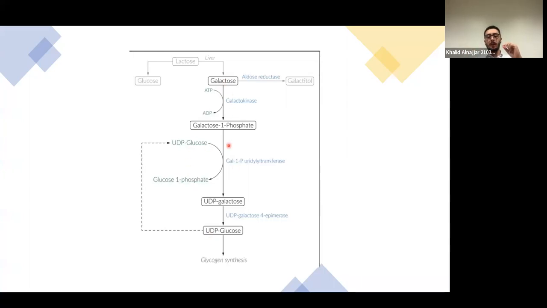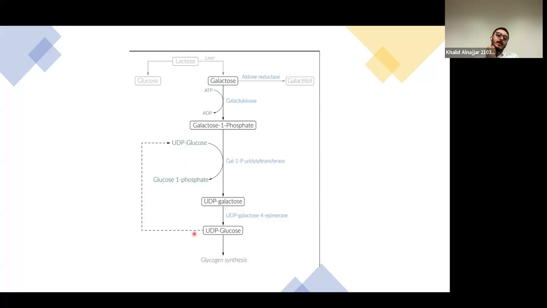Galactose is converted to galactose 1-phosphate through the enzyme galactokinase. So galactokinase will add a phosphate from ATP to galactose to form galactose 1-phosphate, and the remaining is ADP. This is easy. This is a similar step to fructose. Now galactose 1-phosphate will be converted to UDP galactose through the enzyme galactose-1-phosphate uridyltransferase. You don't need to read this, just memorize the shortcut of it. And you will have glucose 1-phosphate. Again, remember, glucose 1-phosphate is an ingredient, quote unquote, in glycolysis.